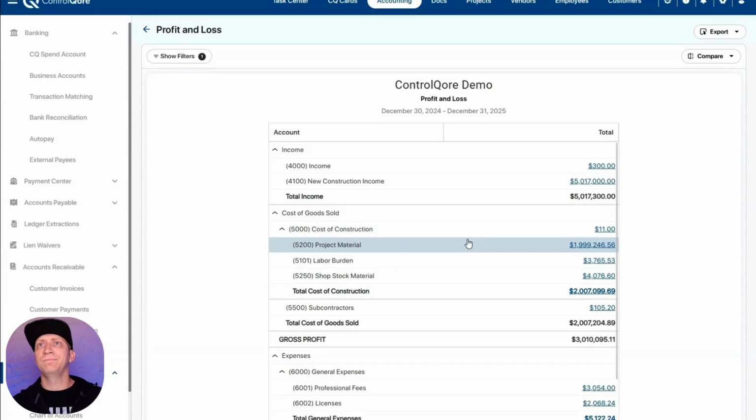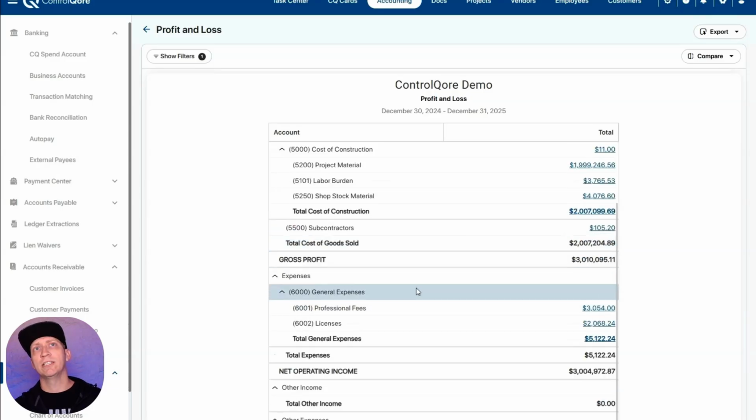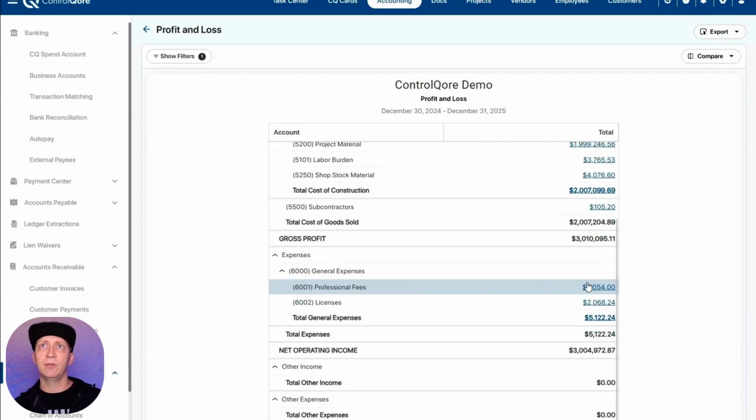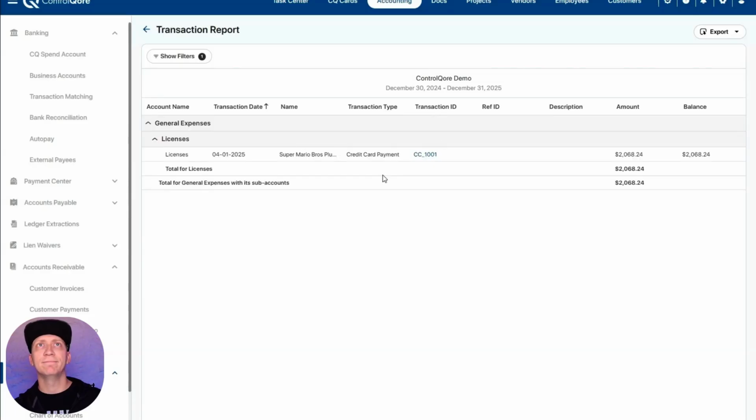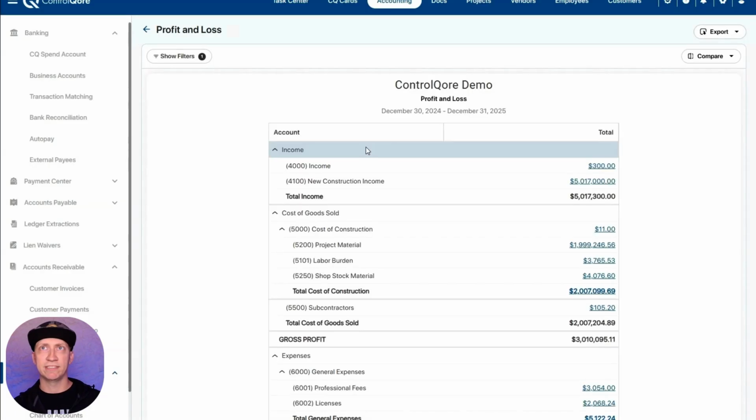Then we can go down and look at expenses, same thing. Anytime you want to dive into one of these and figure out what went to licenses. I didn't think I spent $2,000 on licenses. Oh yeah, this credit card payment, that was because I did have to take my master's exam in this state.